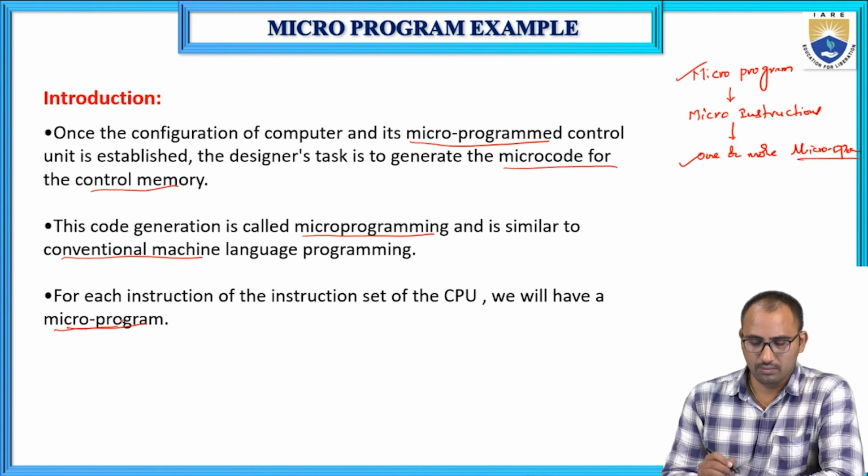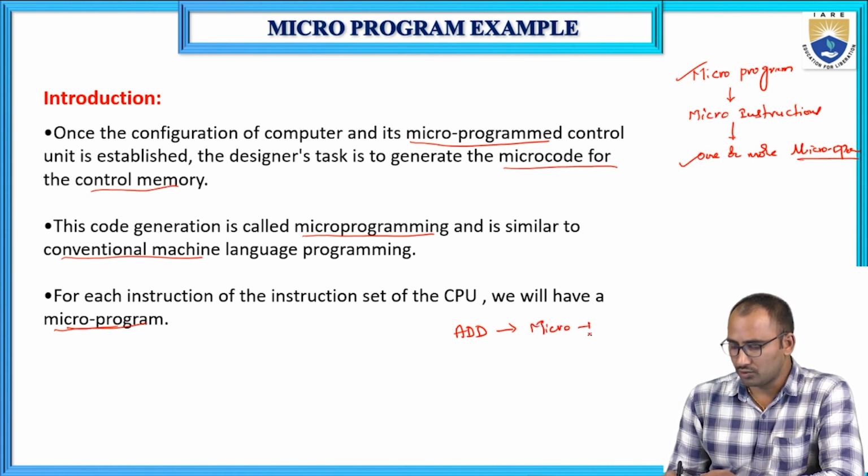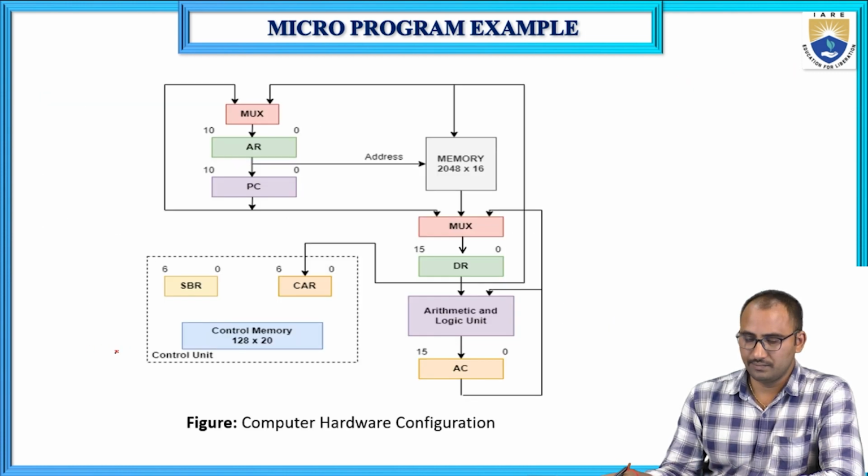Suppose you have an instruction add. In order to perform the add, the corresponding micro program or micro routine should be there. In order to perform the add micro operation, the corresponding micro program has to be run. That's why this micro program is required.